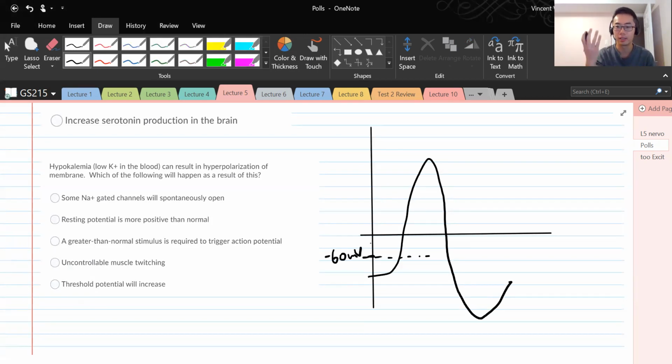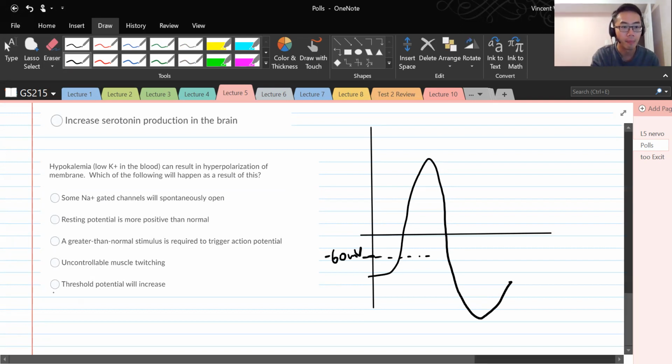That has to do with the actual channel itself, right? So unless you have like a mutation in a channel or something that causes it to open and close at a different voltage, that's not gonna change. So the threshold potential will not change. That's not the answer. So I'm gonna cross that out.